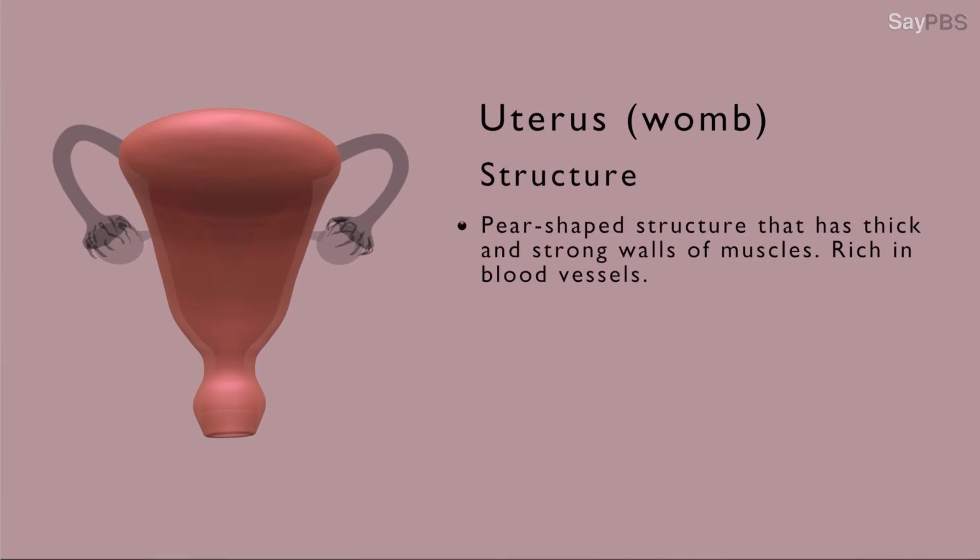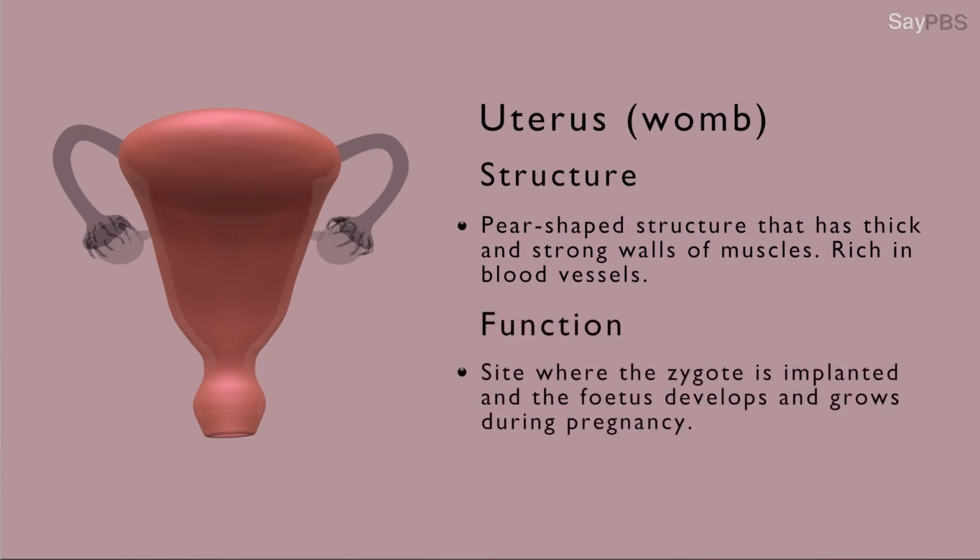Uterus is a pear-shaped structure that has thick and strong walls of muscles, rich in blood vessels. Uterus is a site where the zygote is implanted and the fetus develops and grows during pregnancy.